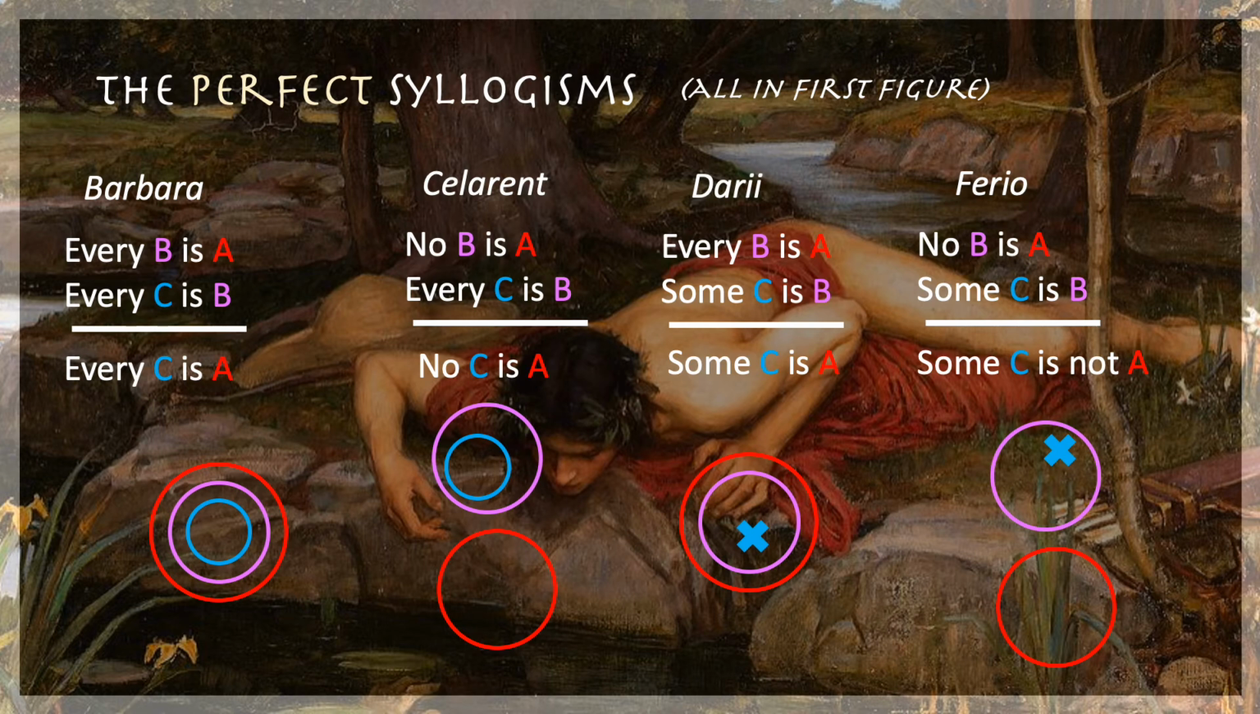Notice that within the first figure, we have perfect syllogisms proving every kind of proposition. That is, Barbara proves a universal affirmative, Celarent proves a universal negative, Darii proves a particular affirmative, and Ferio proves a particular negative. Thus, you can prove any kind of proposition within the first figure. Moreover, you could do so through a perfect or self-evidently valid syllogism.